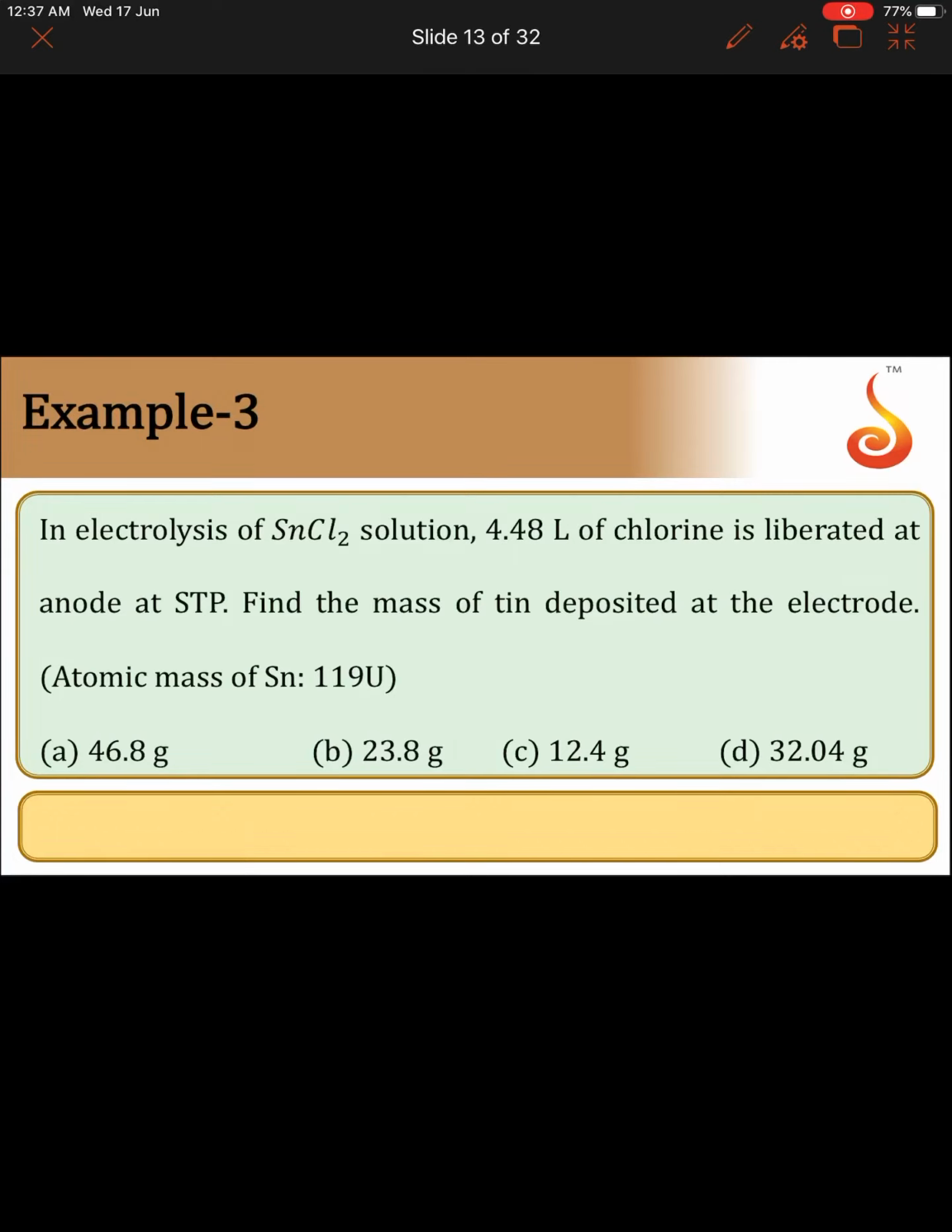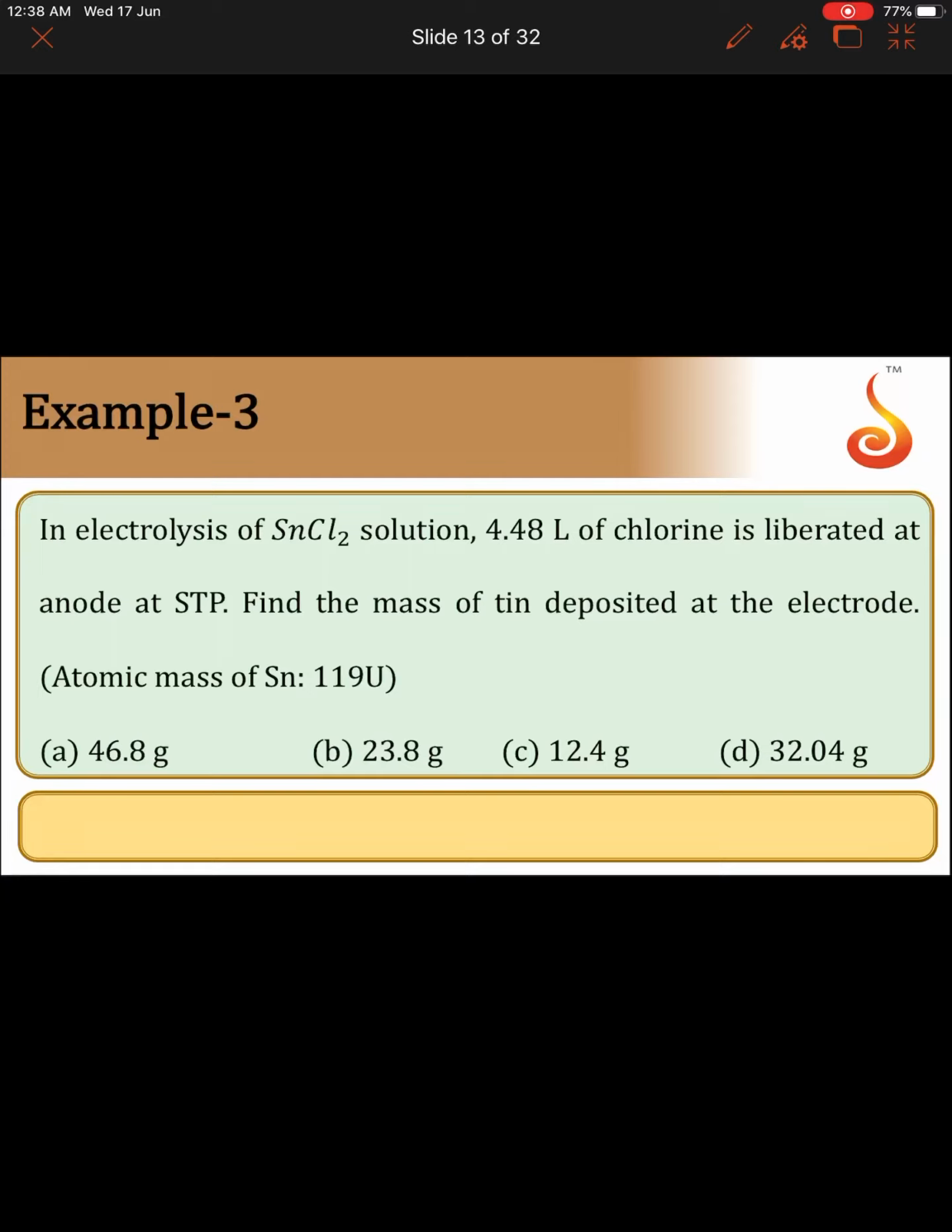In electrolysis of SnCl2 solution, 4.48 liters of chlorine is liberated at the anode at STP. Find the mass of tin deposited at the electrode. Atomic mass of tin is given. Here we can use Faraday's second law.